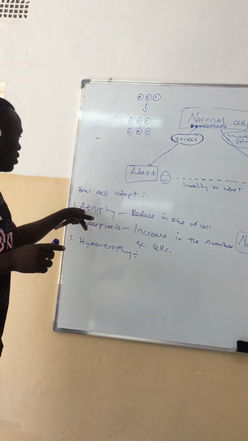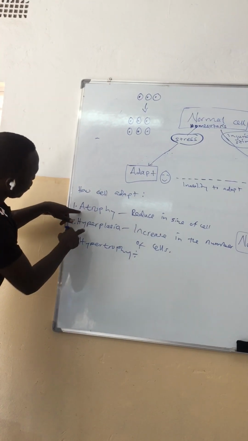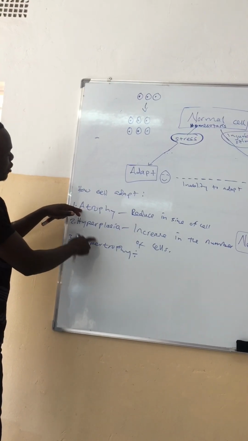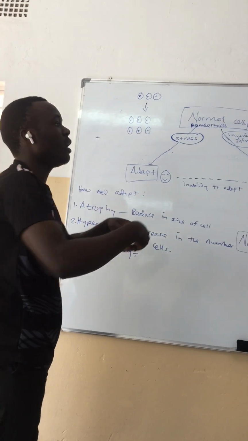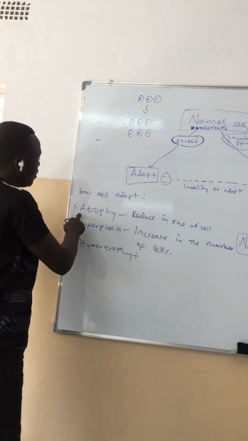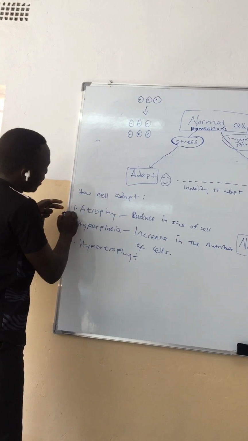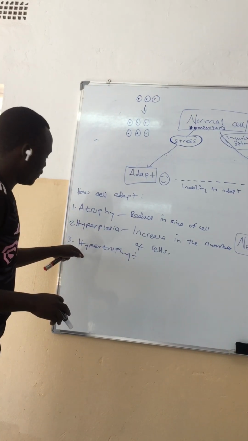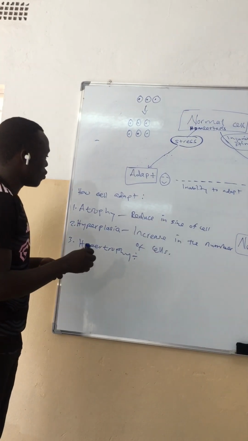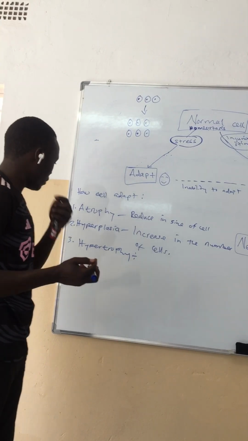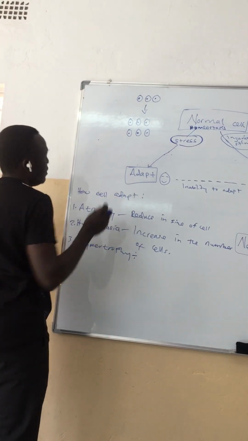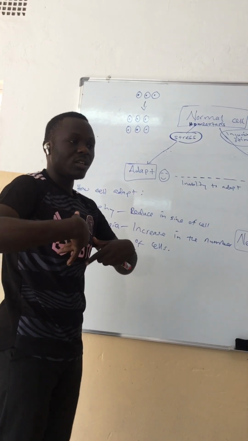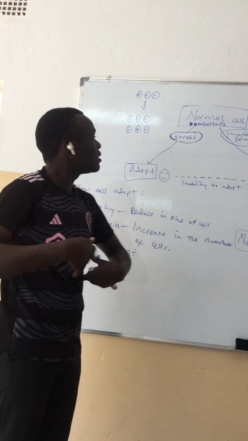We've explained atrophy, and when we come to hypertrophy, we've just cut the A and put hyper. So the A means something is reducing or in absence of something, and under this we say atrophy, which means it reduces in size. Hypertrophy, we now talk of the increase in the size of the cell. The size of the cell increases, and the volume also increases.